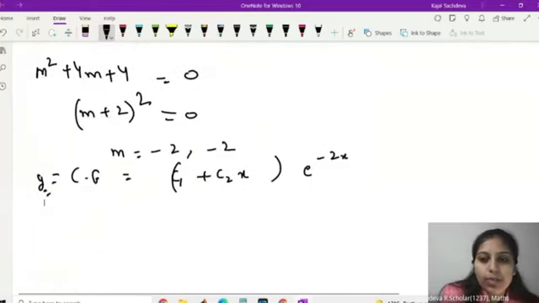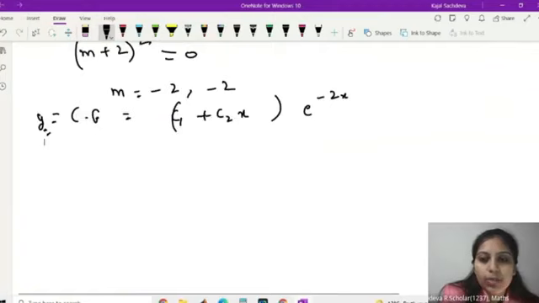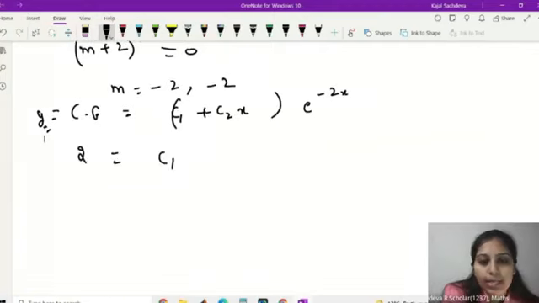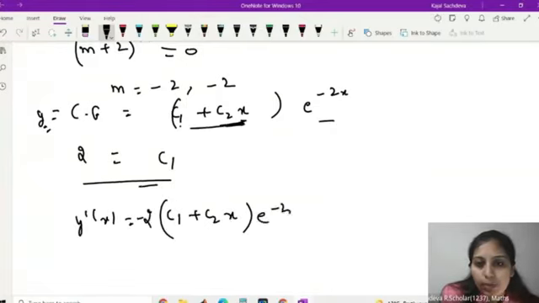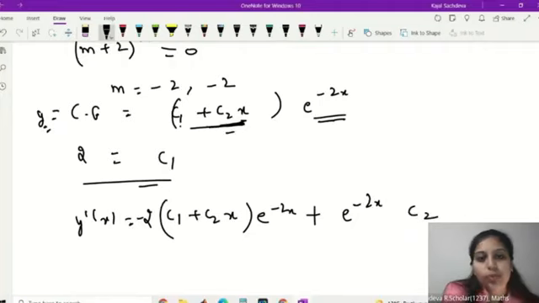So y(0) is equal to, putting x equal to 0, C1 plus 0, e raised to power 0 is 1. So we get C1 is equal to 2. And the derivative of this equation, y dash of x, is equal to C1 plus C2x as it is, using the u into v rule, into minus 2 e raised to power minus 2x, plus e raised to power minus 2x as it is, and the derivative of this is C2.